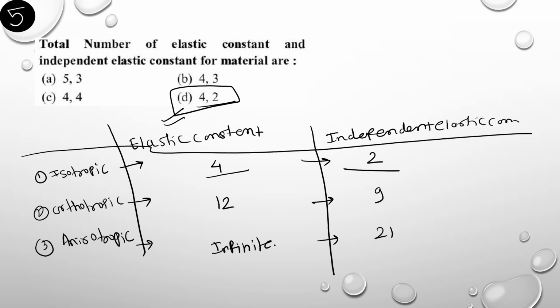And if they give an option like 12 and 9, or infinite and 21, you can choose as first, second and third. Each and every option has its answer in these three. But here they only mention 4 and 2. So for the fifth question, option number D is correct. But this table is very important, so remember this. They ask this question in exams, so mark it as an important question.